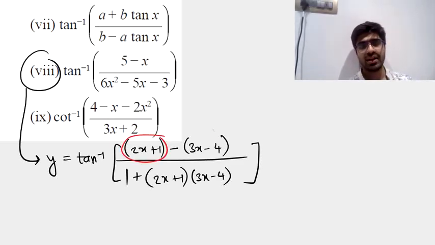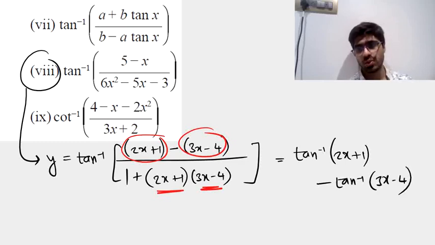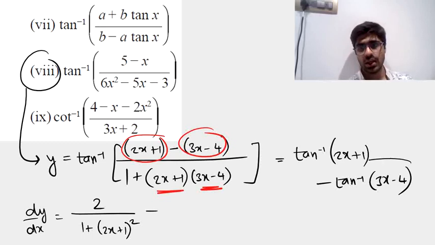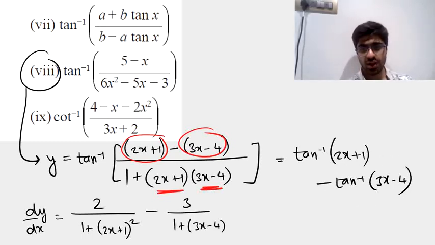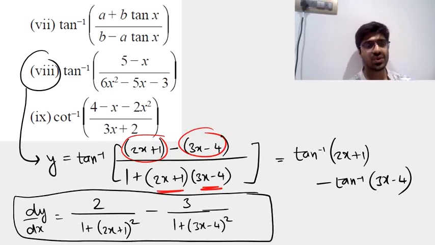Now if you compare tan inverse of a minus b upon 1 plus ab, it's going to be tan inverse a minus tan inverse b. So tan inverse of 2x plus 1 minus tan inverse of 3x minus 4. Let's quickly take a derivative now. So dy by dx will be 1 upon 1 plus 2x plus 1 the whole square, it's okay if you don't simplify that, into the derivative of this, which is 2, minus the derivative of this, so that will be 3 upon 1 plus 3x minus 4 the whole square. And that completes the expression of dy by dx for the eighth question.